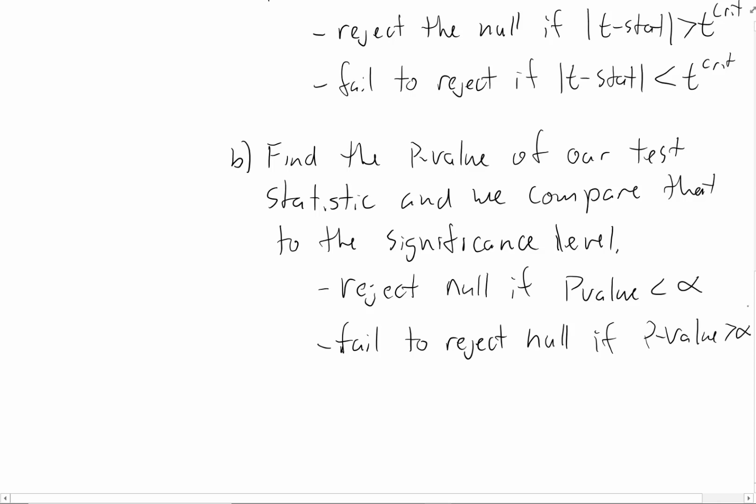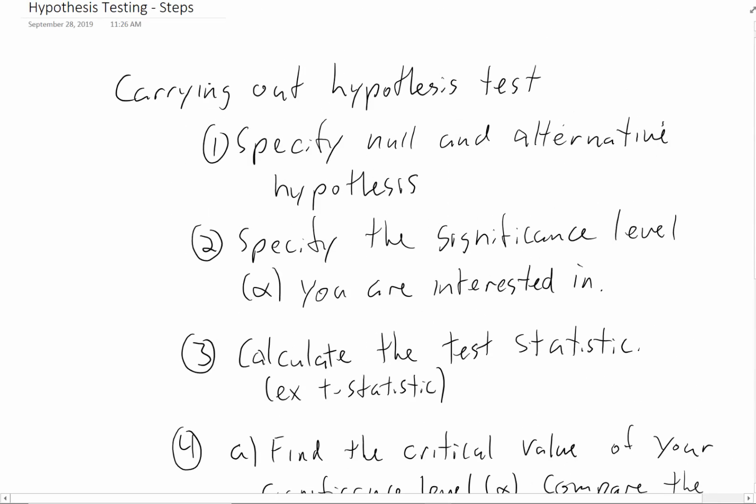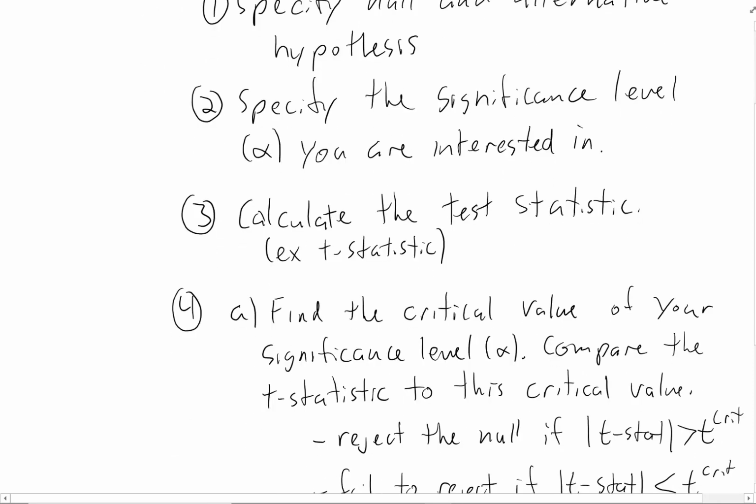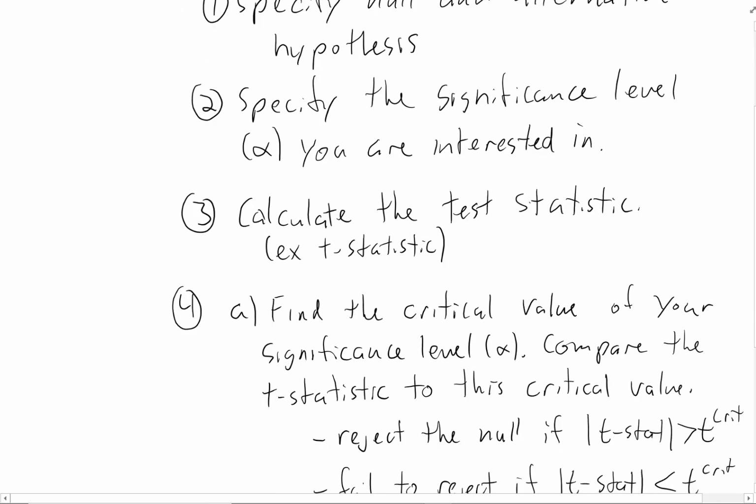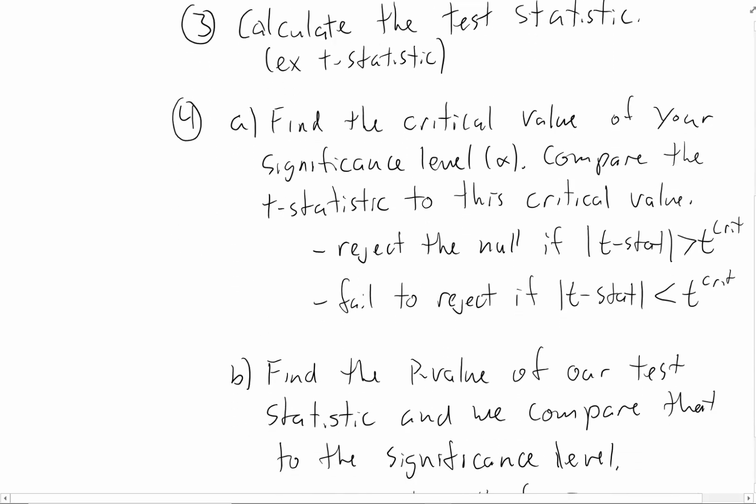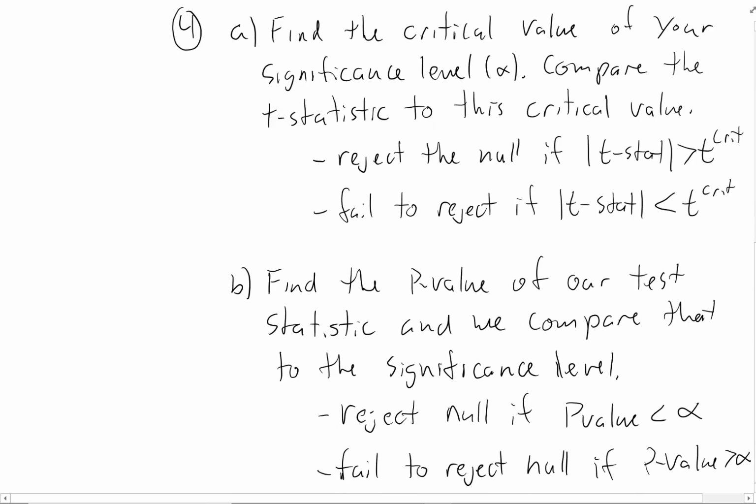So those are the steps to hypothesis testing. The first step is to specify our null and alternative hypothesis. The second step is to specify the significance level you're interested in. We'll talk about what that significance level is. We're going to calculate our test statistic. The most common one we're going to see for the next little bit is the t statistic. And then finally, to come up with a conclusion about our test, we can use two different methods.